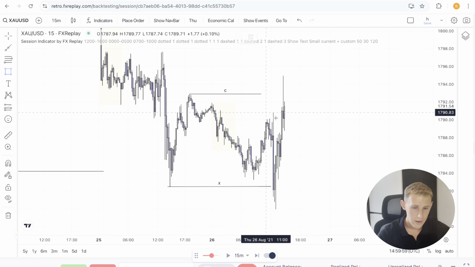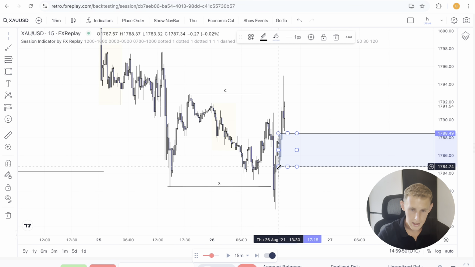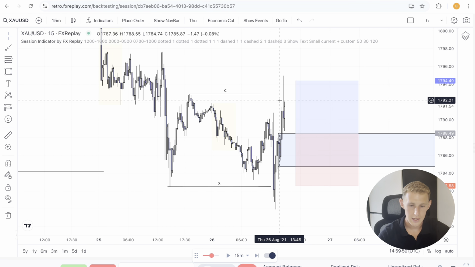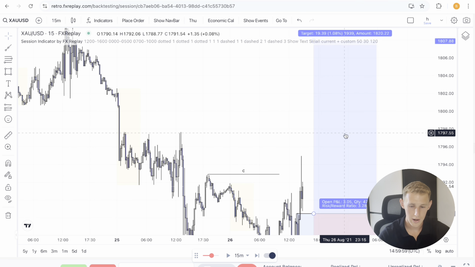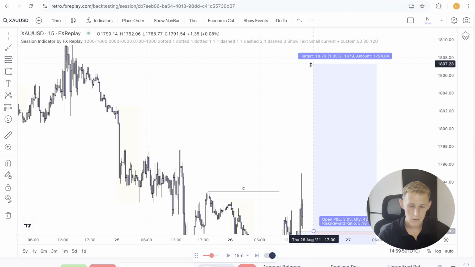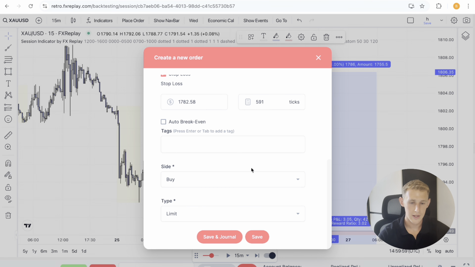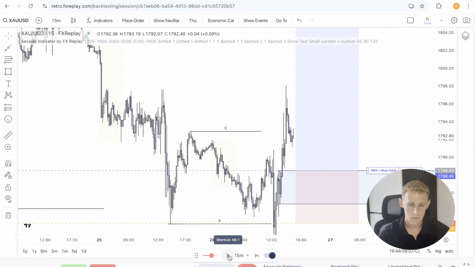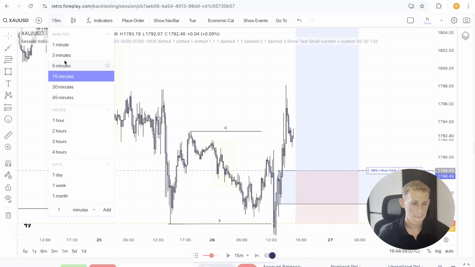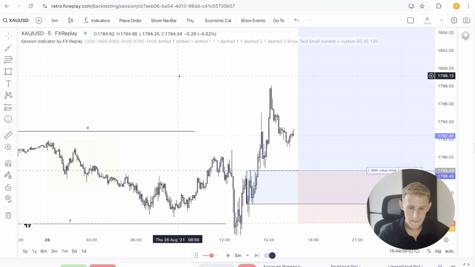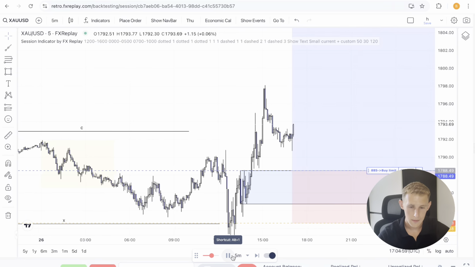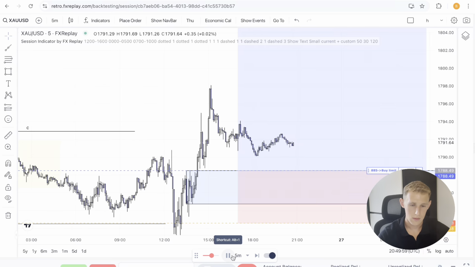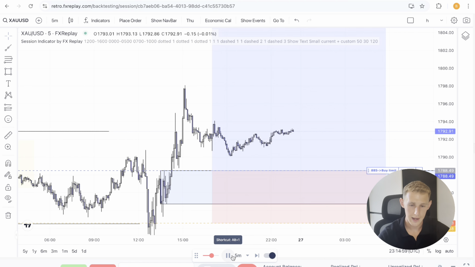If we're looking for another entry, we could look to enter from this 15-minute demand now that we've had that 15-minute change of character. If price can pull back into this region, then we'll go for that 1 to 3 target again. There we go. Let's see how this goes. So it's still valid at the moment. I'm going to keep it active.